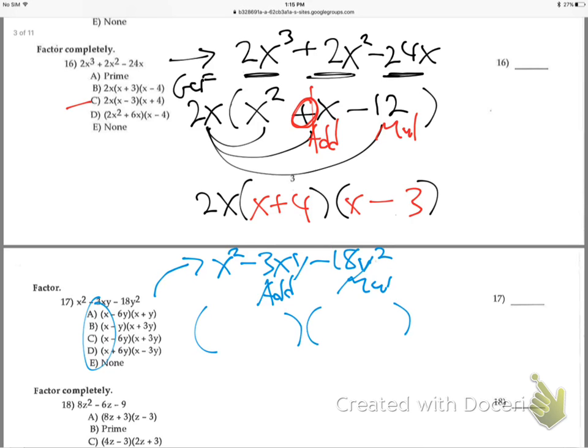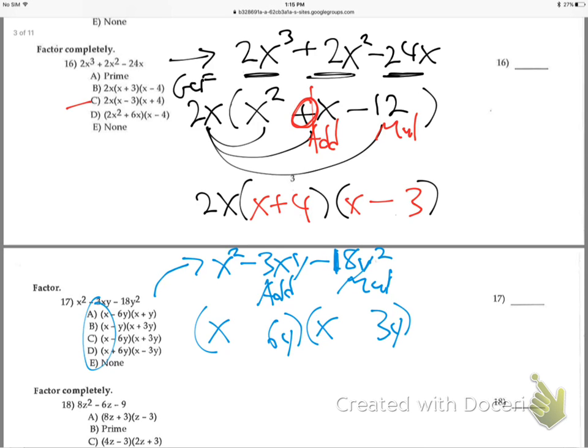So we do the two parentheses. x is in the front. What multiplies to be 18? What times what is 18? 18y squared: 6y, 3y. You good? See how we have y squared on the right, so we have y's on the right of each parenthesis? x squared on the left, x is on the left of each parenthesis.